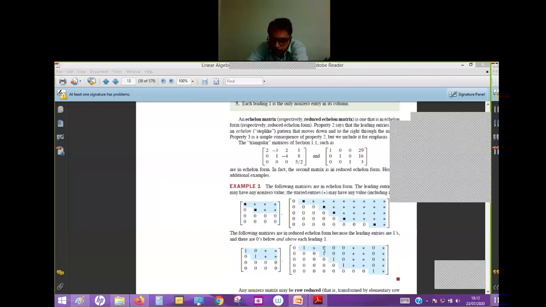So the leading one is here. Please consider the leading one positions. The leading one position for row 1 is this, and the leading one position for row 2 is this. Since echelon form should have zeros above and below, that is the basic part of echelon form that you must be knowing. I am just revising this.